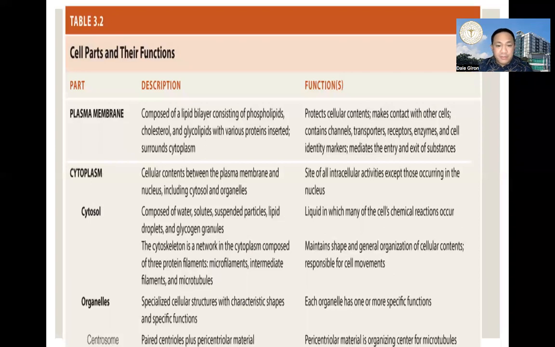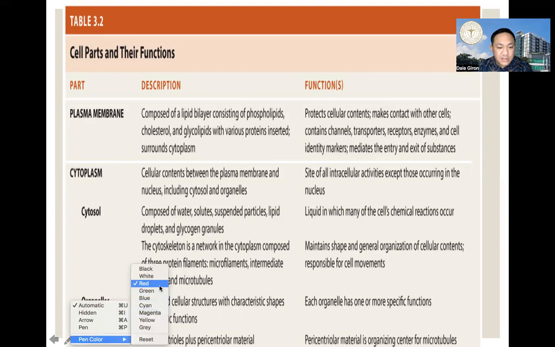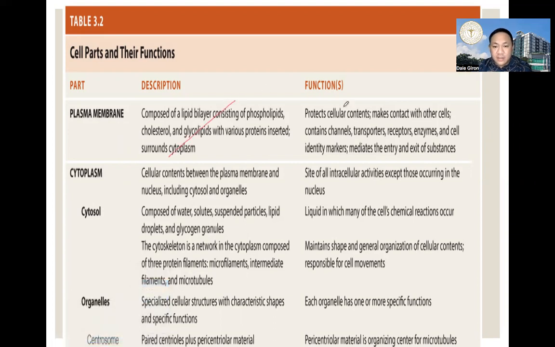They are composed of a lipid bilayer with phospholipids, glycolipids, and cholesterol as mentioned, and they surround the cytoplasm. Function: protection, transporter. It mediates the entry and exit of substances. That is what we call the selectively permeable function of the plasma membrane.